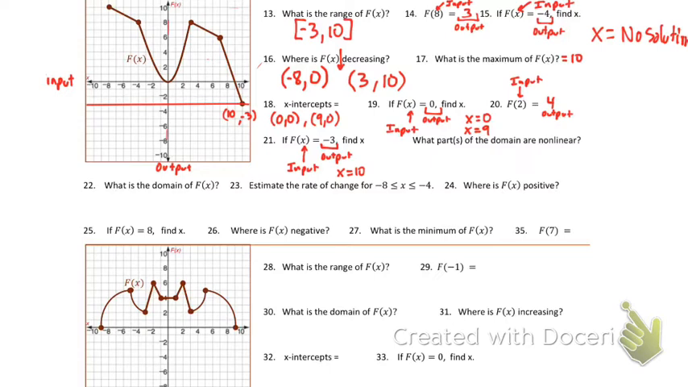All right. This next problem, I guess it's part of 21. It's kind of numbered weird. But what parts of the domain are nonlinear? So what this really means is not a line. Okay, so we're going to go to the domain. Remember, domain is your input line. So let me remind you. Domain represents your input line. So just another way of saying it. Output is your range line.